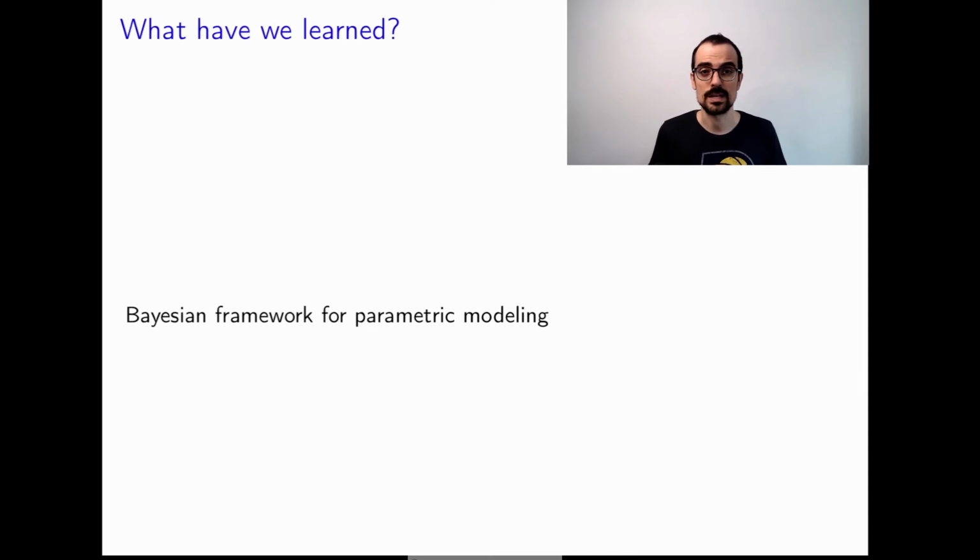So what have we learned? We have learned about the Bayesian framework for parametric modeling, where we interpret the parameters in parametric models as random variables, which enables us to observe their posterior distribution after we have observed the data. It also enables us to incorporate assumptions about the problem or previous information through the prior distribution of these parameters, which is then updated with the data.